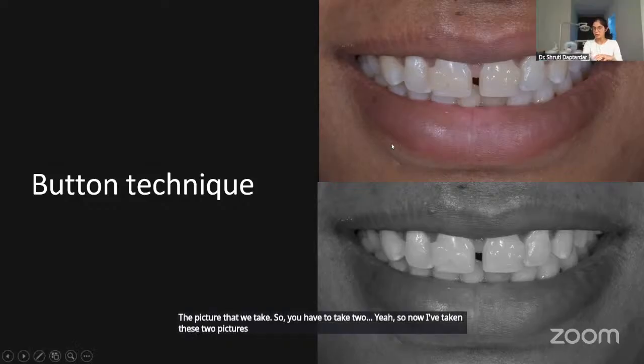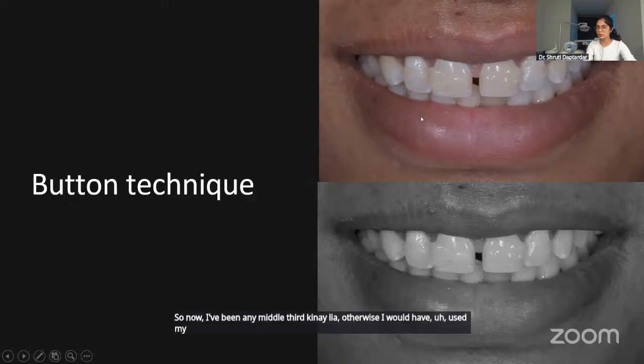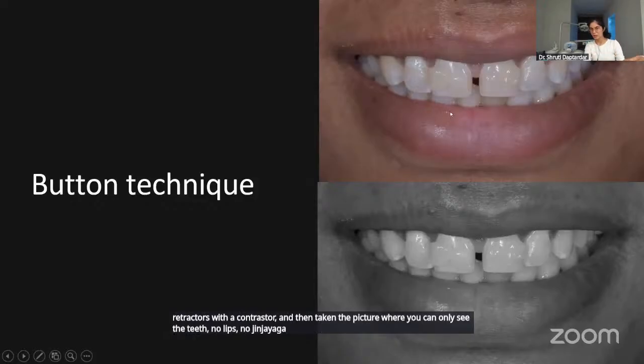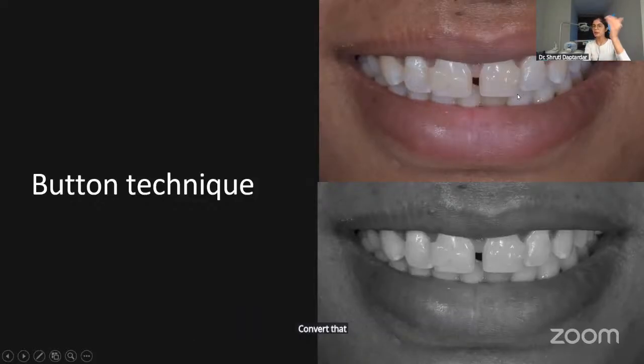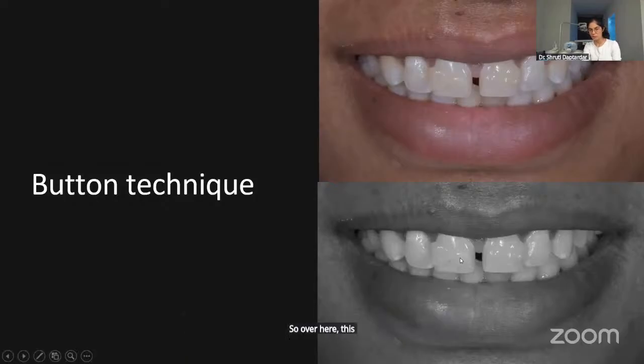Since I was working on the middle third, I have not taken the picture with retraction. Otherwise I would have used my retractors with a contraster and then taken the picture where you can only see the teeth, no lips, no gingiva, nothing. Convert that picture to black and white and see which shade is blending completely with the tooth. Over here, this one is quite visible. This is very visible. This one is partially blending, but this one looks very seamless. So this is going to be my final shade. This is my body shade.